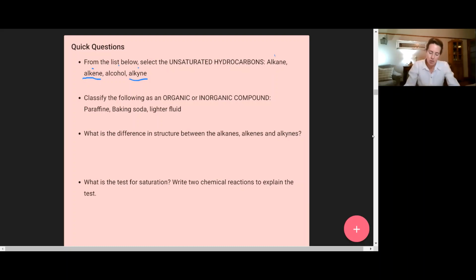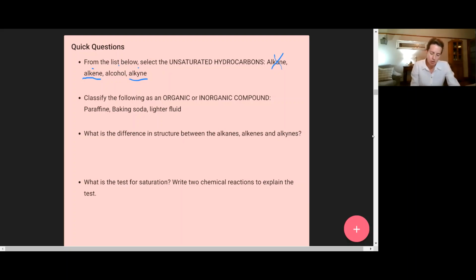An alkane, as you know, cannot be unsaturated because it has only single bonds between its carbons, and an alcohol contains another group on the carbon chain, which we haven't looked at yet, more on this later, but it does not consist of only carbons and hydrogens, and so it cannot be a hydrocarbon.